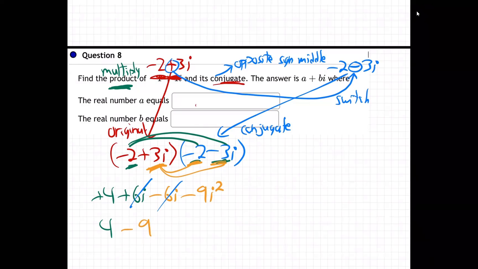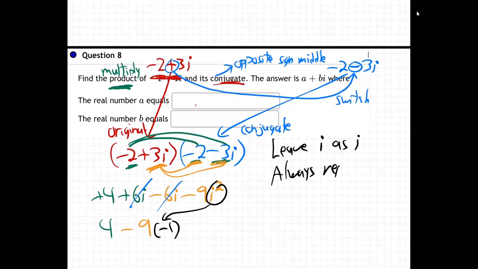But we never leave i squared. Remember what we always do with i squared? It becomes plain -1. Always. So we leave i as i, but we always replace i squared with -1. Make sure you're clear on those two things. We always leave a plain old i as a plain old i, but i squared we don't leave. We replace that with -1 because i squared is really -1. The root has been removed on an i squared.